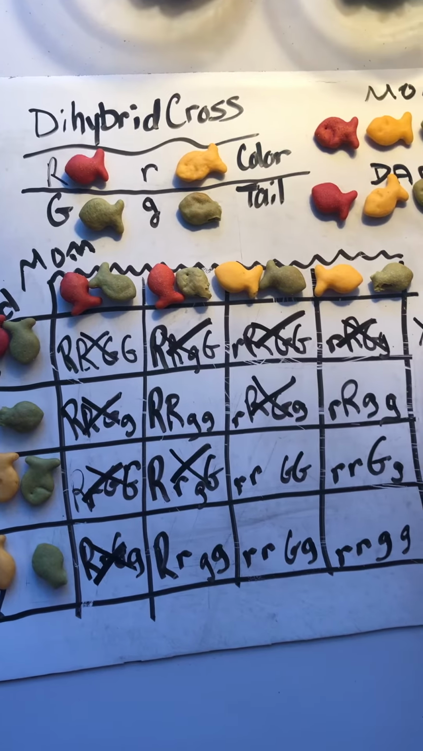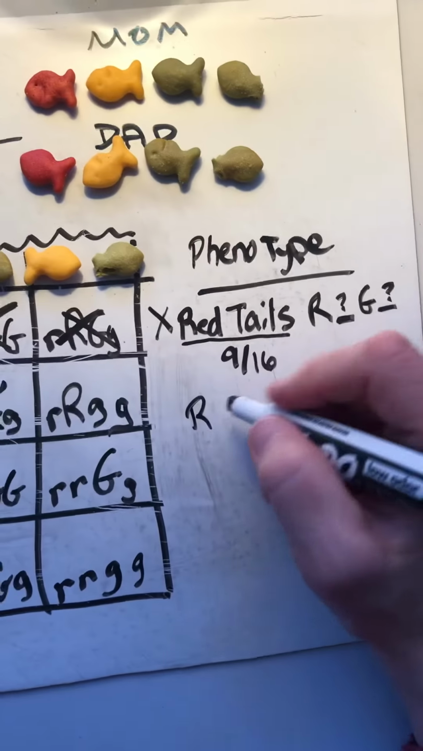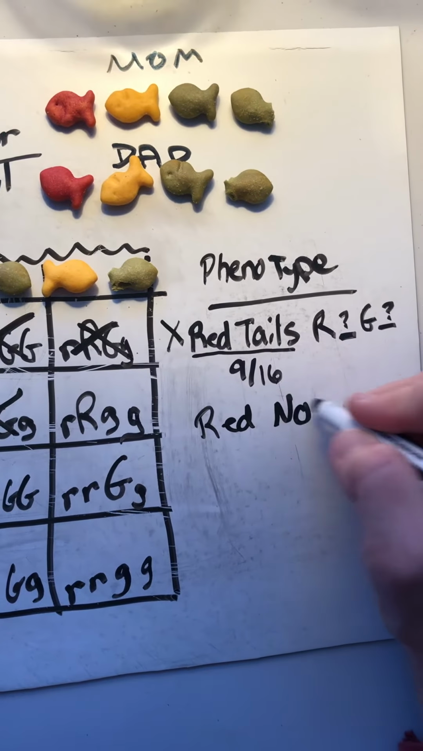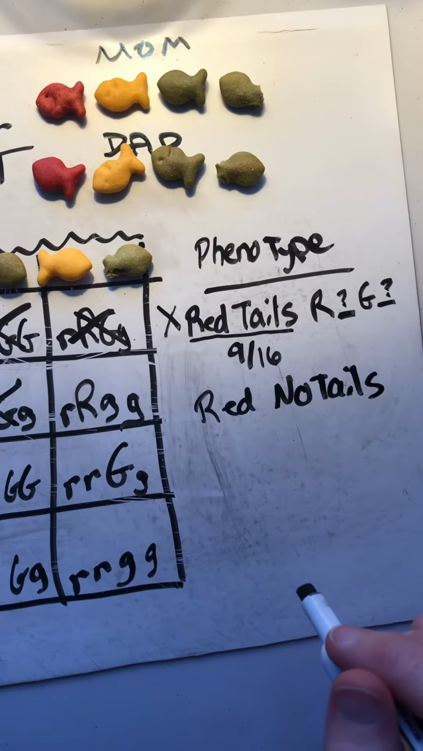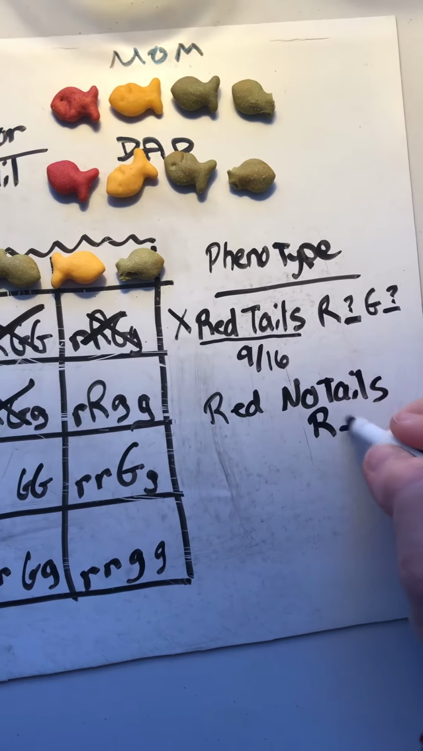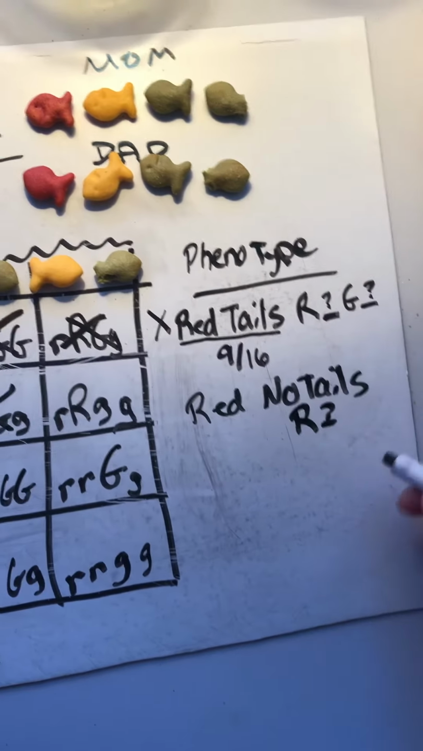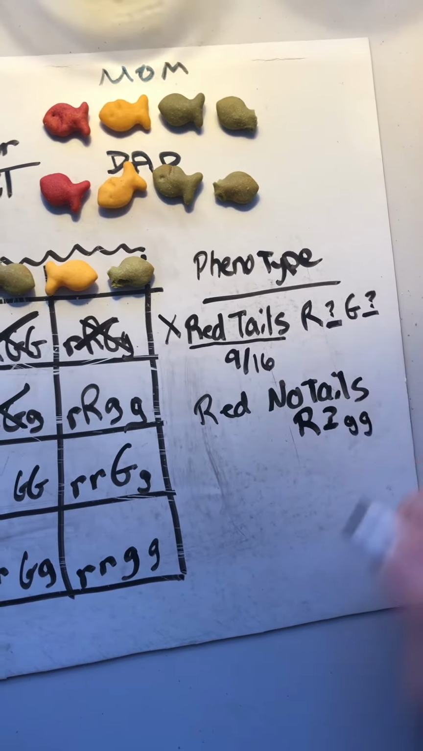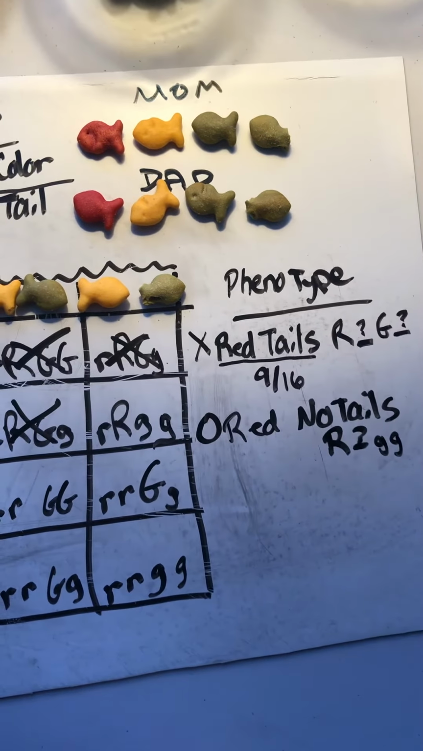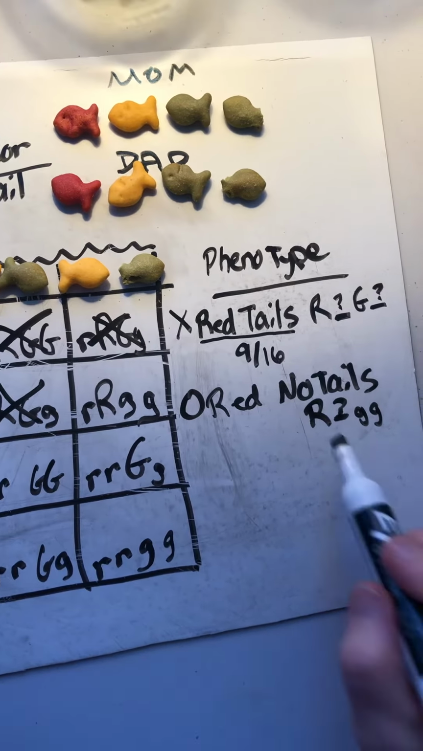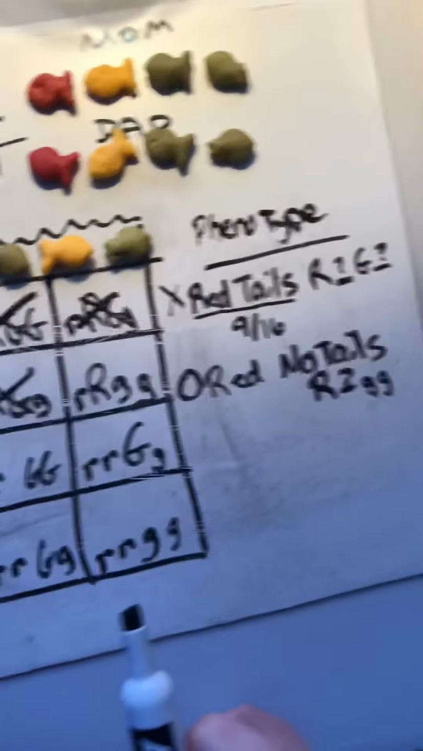Now we can count how many are red with no tails. What would be the phenotype for this? If you said a capital R plus another letter and then 2 lowercase g's, you were correct. So now let's look at, we'll circle these guys, anybody who has a big R and 2 lowercase g's.